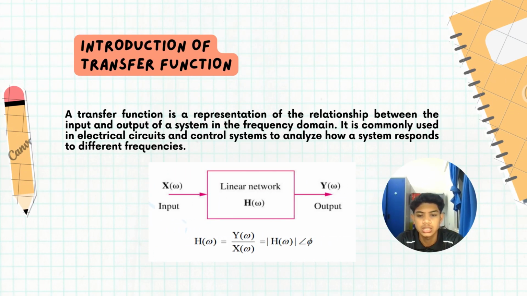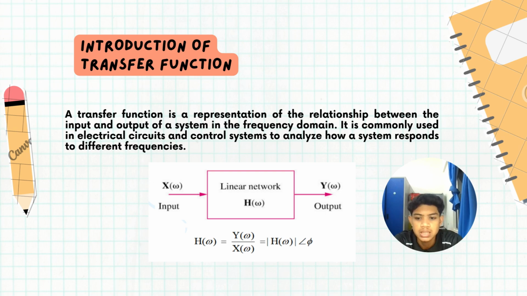I will proceed to the introduction of transfer function. As you can see on the slide, a transfer function is a representation of the relationship between the input and output of the system in the frequency domain. It is commonly used in electrical circuits and control systems to analyze how a system responds to different frequencies. The transfer function, denoted as H(omega), is simply the ratio of the output to the input, or H(omega) equals Y(omega) divided by X(omega).